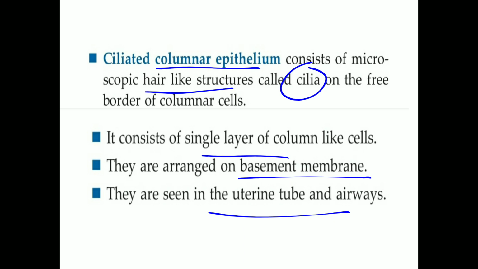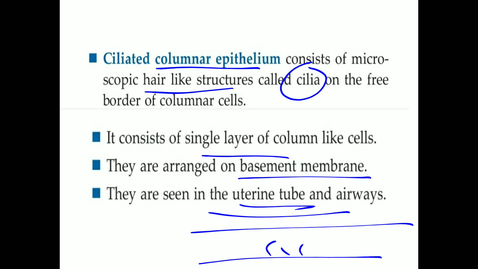and from there it can be spat out. And in the uterine tube, the hair-like structures on its inner wall help in the movement of the ova, spermatozoa, and the fertilized ovum through the uterine tube. The movement of the cilia helps in the movement of material on its surface.